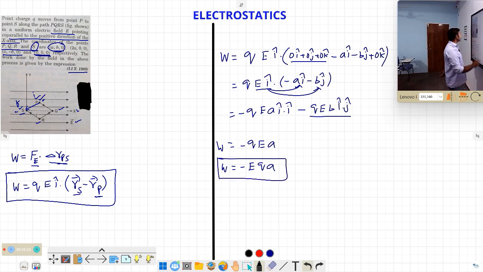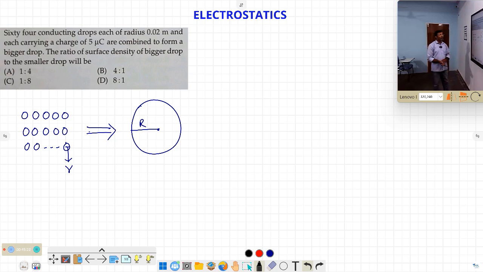If you observe the options, there are no options given. This is the work done in this process from P to R. These are important questions that were given in previous IIT exams. This is also an important conceptual question combining the surface tension topic and the electrostatics topic.